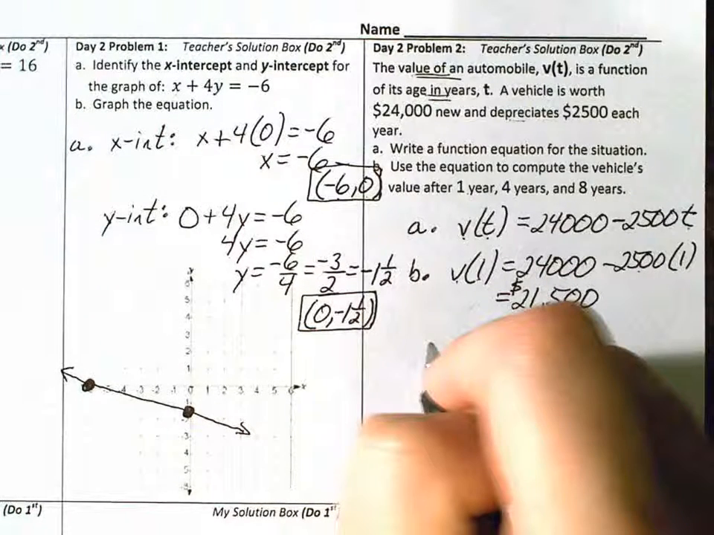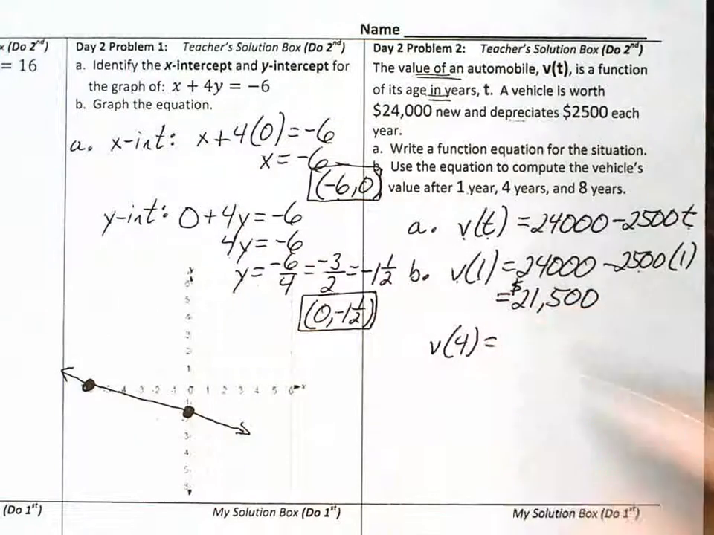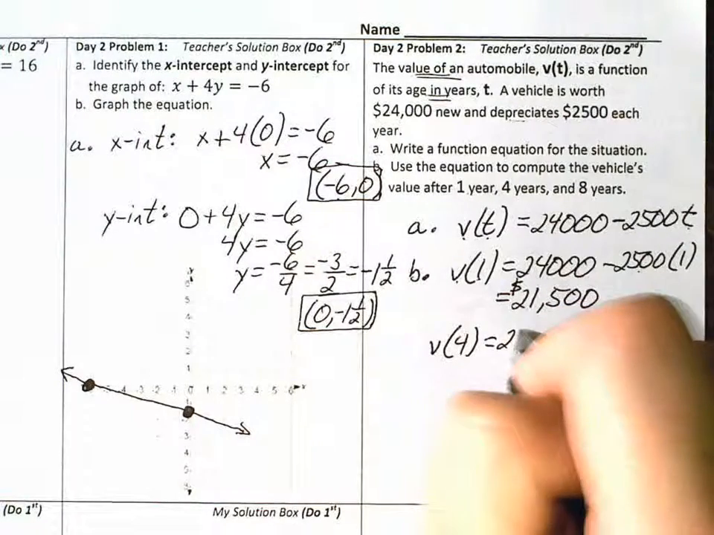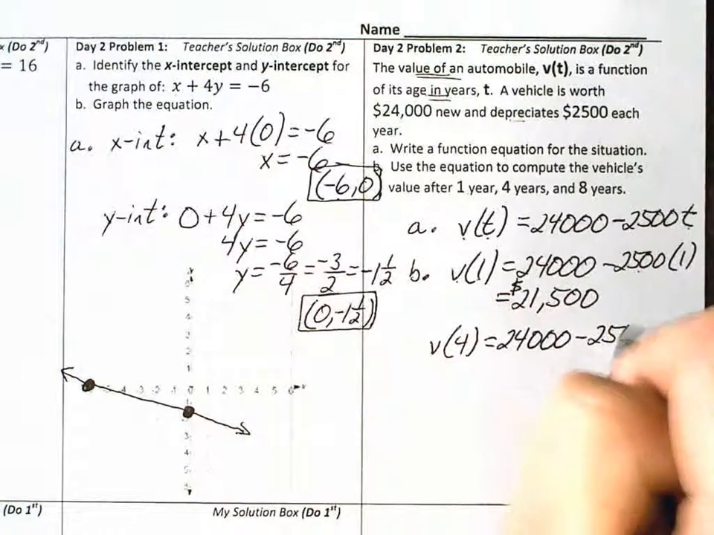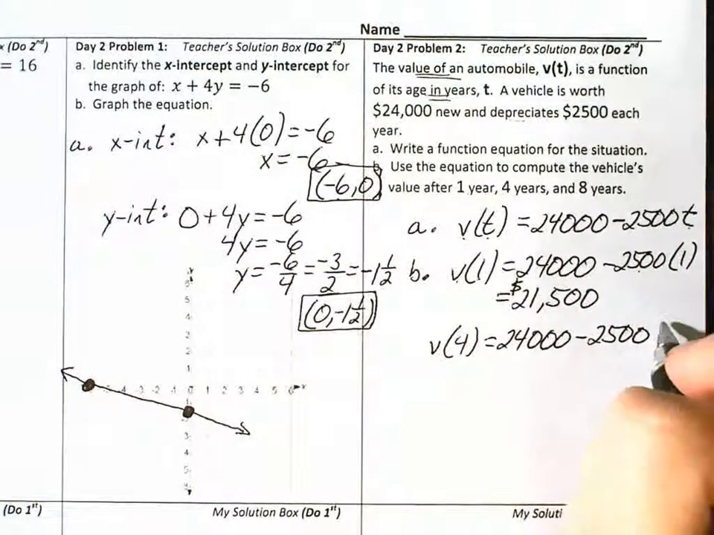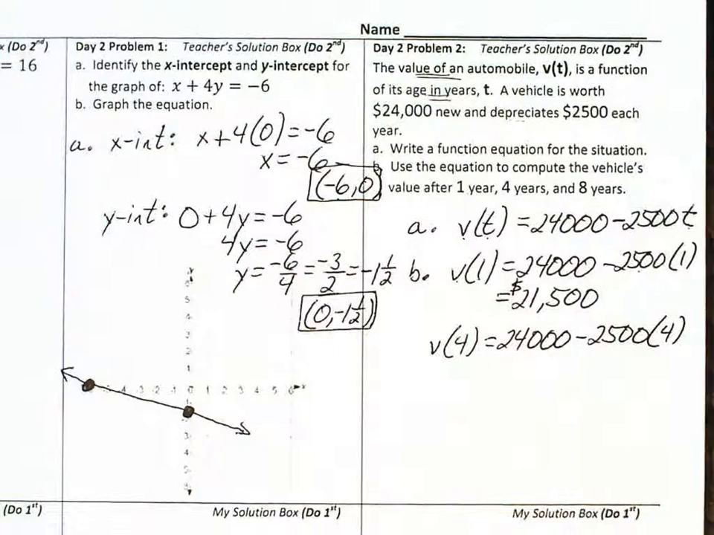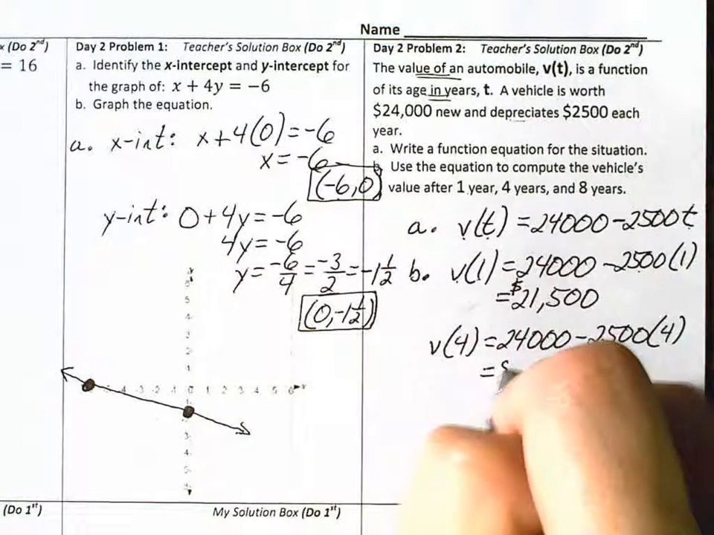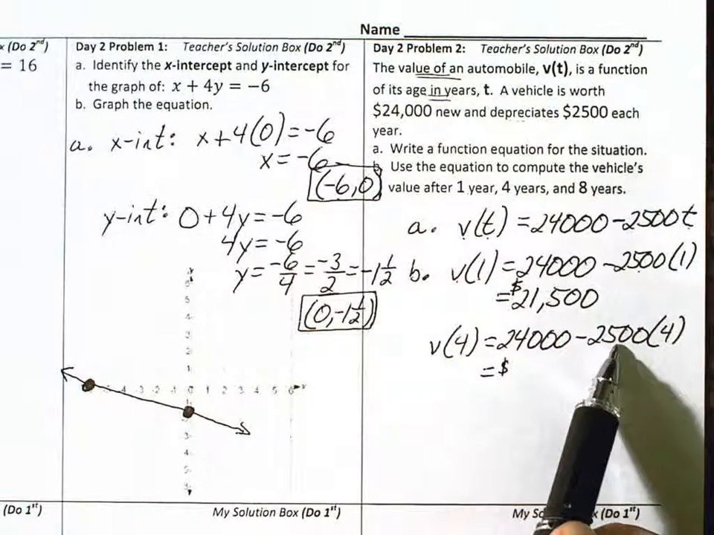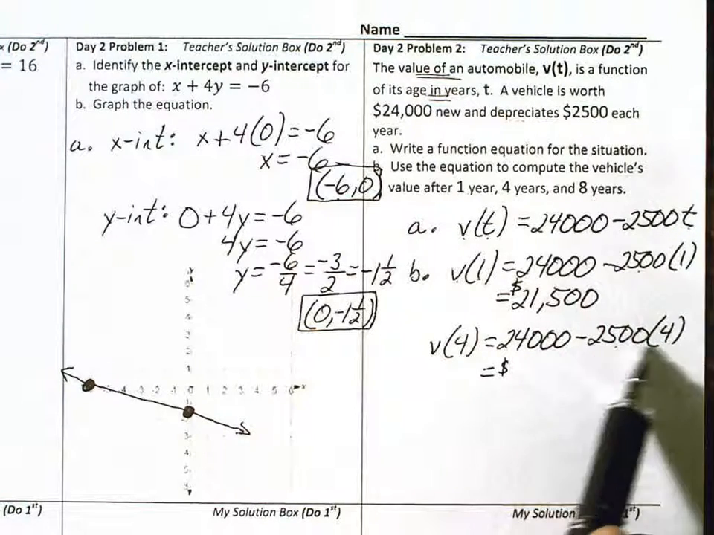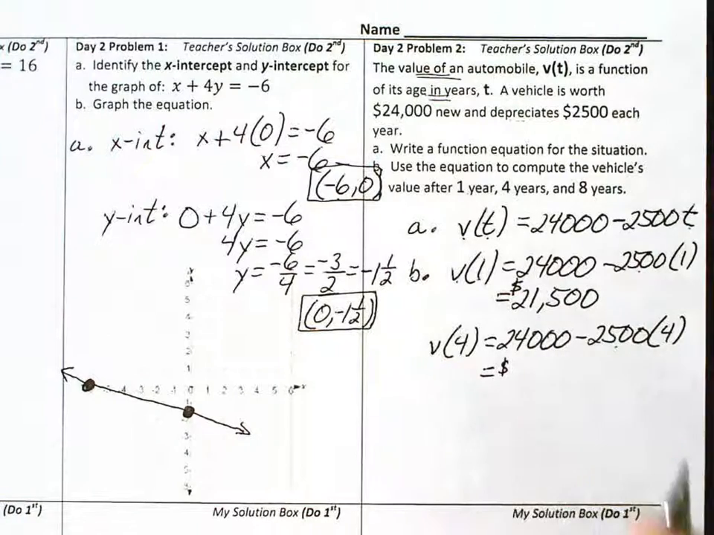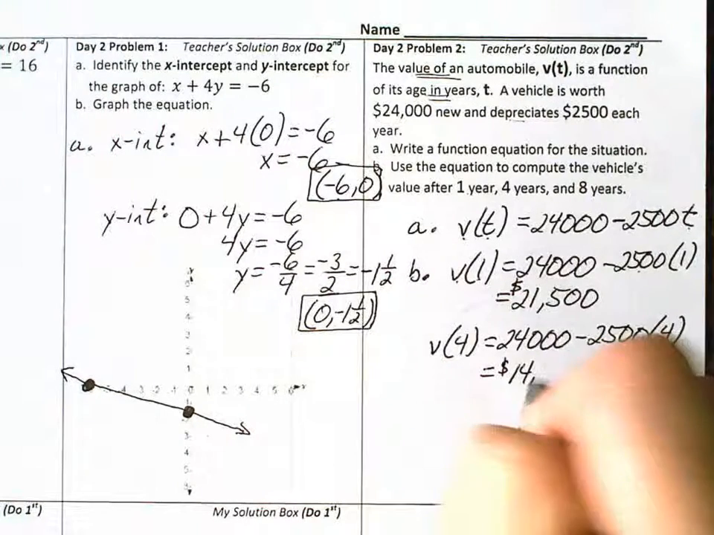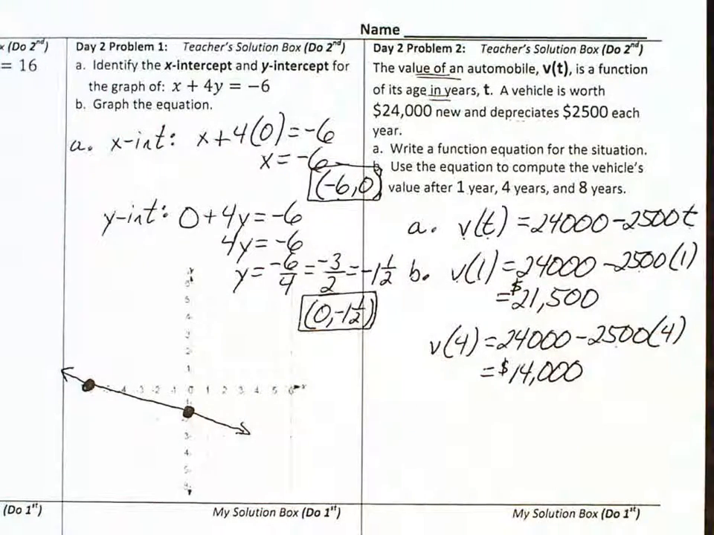Now let's find V of 4. $24,000 to begin with, but then subtract $2,500 per year for 4 years. How much is this? Well, 2,500 times 4 is 10,000. So 24,000 subtract 10,000 is $14,000.